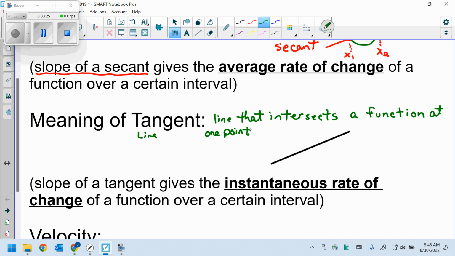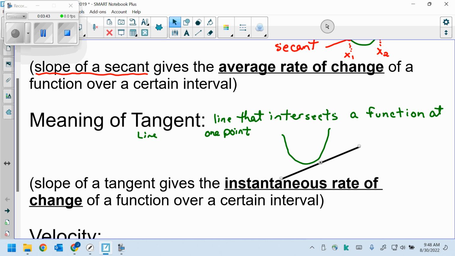So if I were to draw a function that looks like this, kind of like what we had before, that would be a secant, wouldn't it? But if I take this line and I move this line, can I move this line? Come on, line, move with me. So that we just touch at 1 point. Now all of a sudden, this becomes a tangent line. It just intersects at the 1 point.